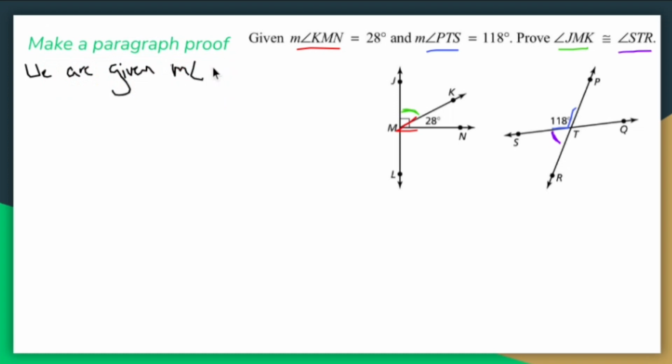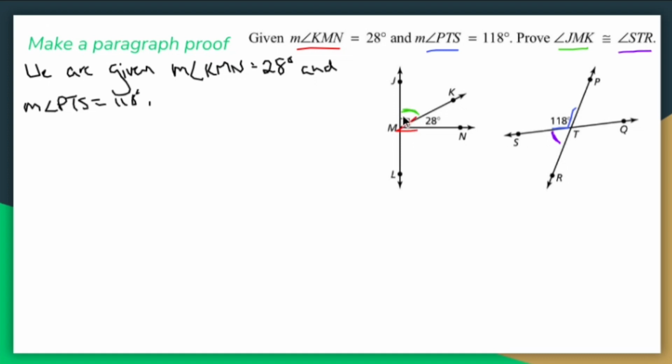So we are given that the measure of angle KMN is 28 degrees and the measure of angle PTS is 118 degrees, period, end of sentence. All right, how can I start connecting these dots? I need to find a way to connect green with purple here. So why don't I find out what green is? Why don't I find out what purple is? And I'm sure at some point I will find out that they're the same.